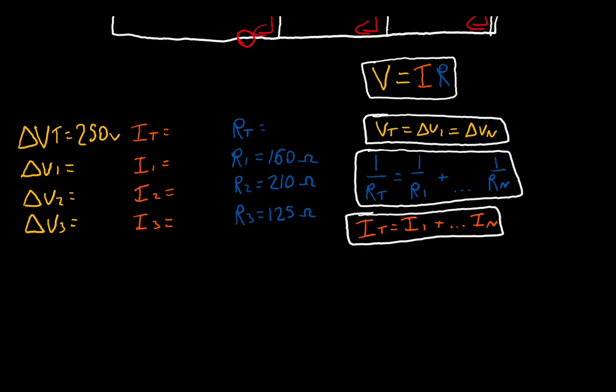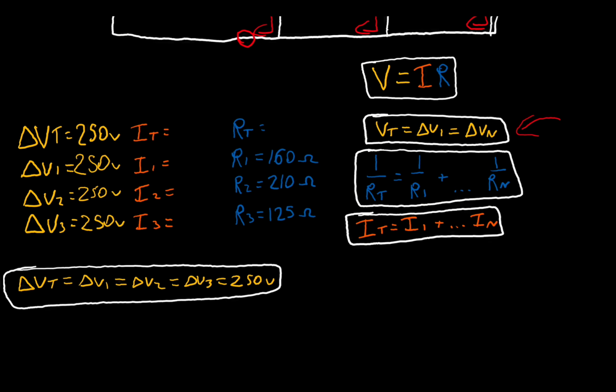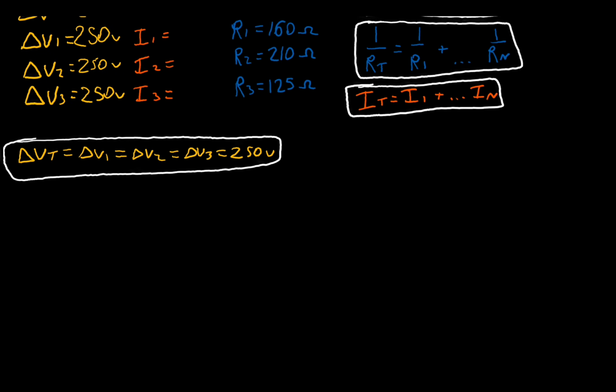However, I did make it a little bit easy, seeing as I already gave the total voltage, which according to this formula is equal to V1, V2, and V3, which we do have to show in order to say how we found it. Now for the resistances. Of course, 1 over RT equals 1 over R1 plus 1 over R2 plus 1 over R3, which would be 1 over 160 ohms plus 1 over 210 ohms plus 1 over 125 ohms.